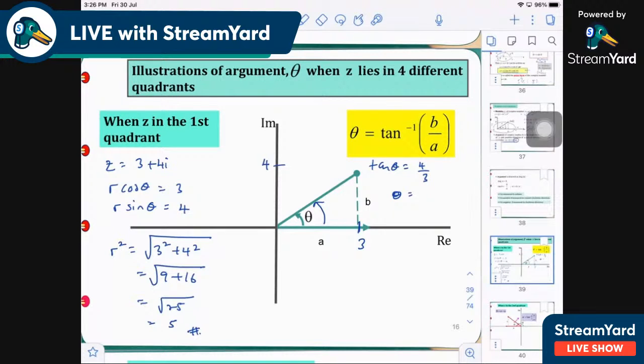Yeah, 0.9273. Okay, so correct, 0.9273. That is in radian. Sometimes you can get a proper fixed answer if you give a decimal answer, so not a problem.